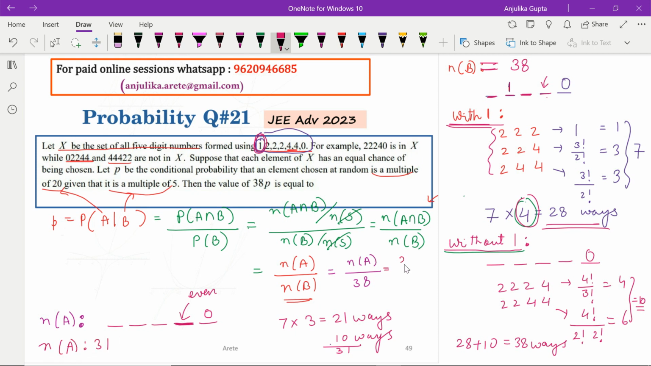So you get 31 over 38. That is the value for your P. P is 31 over 38. So 38P would be just 31.